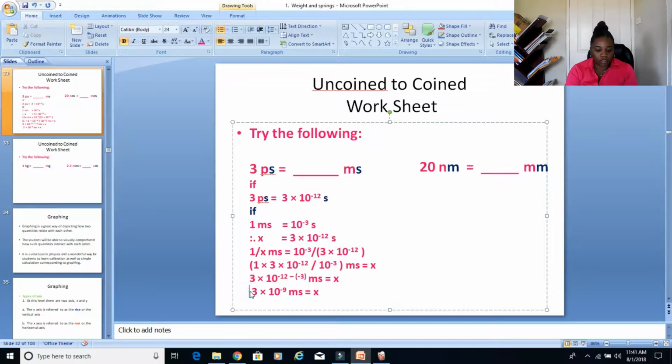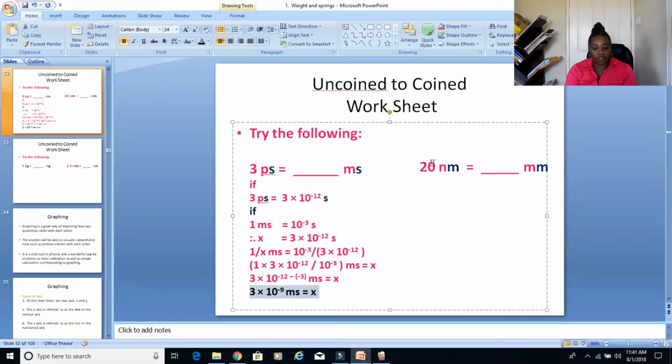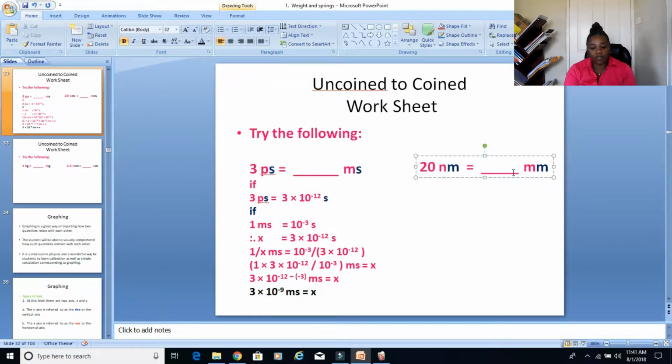And to make things pretty, I will highlight this and give it a whole different color so that it stands out. That is our answer. Let's just try black. Right. Okay, so now that you would have tried that, let's try this one now.